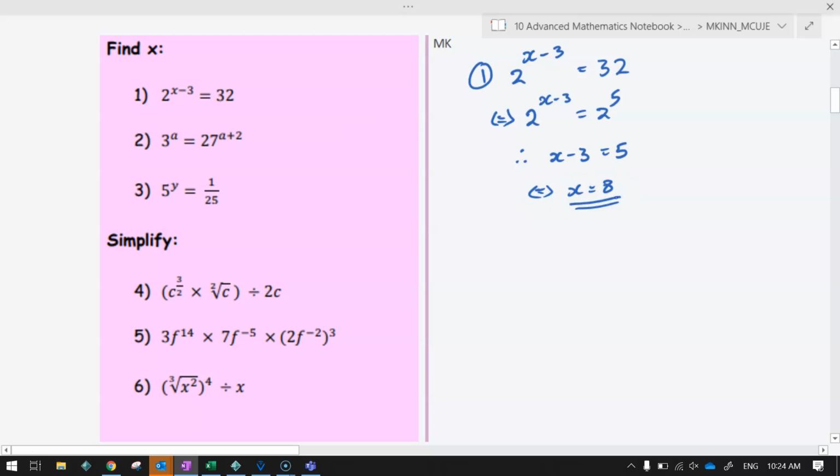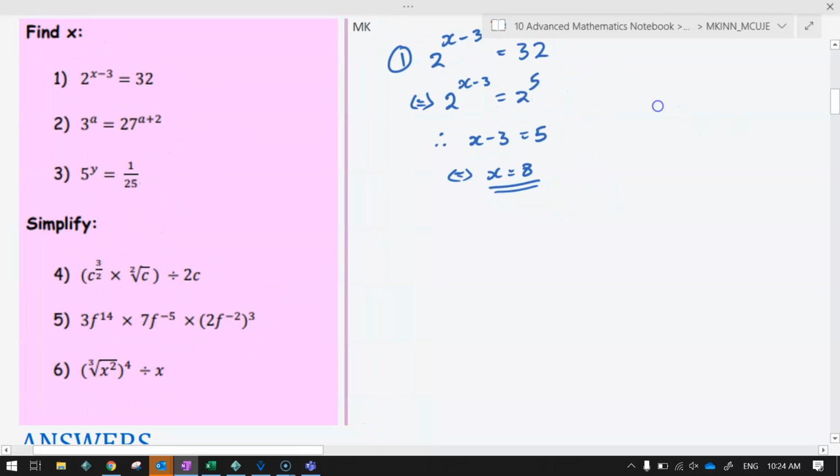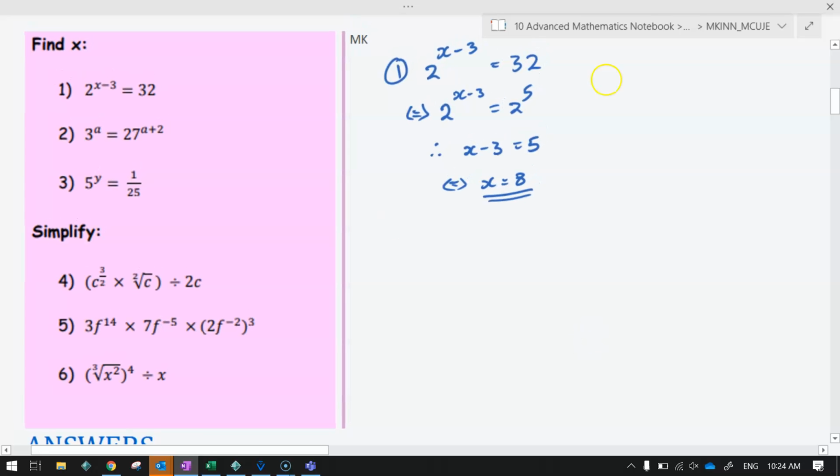And I think we were all pretty okay with that one. You might have just had a little bit of trouble reminding yourself of what to do to start off, but once you've seen that, that one shouldn't be too bad. Let's have a look at question 2.